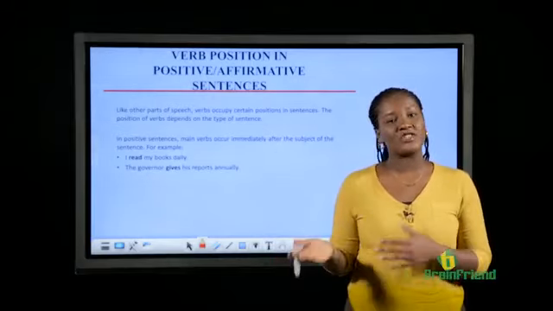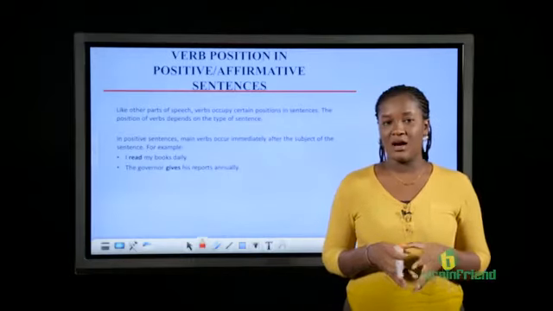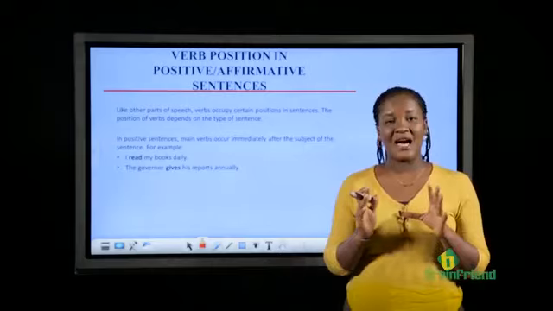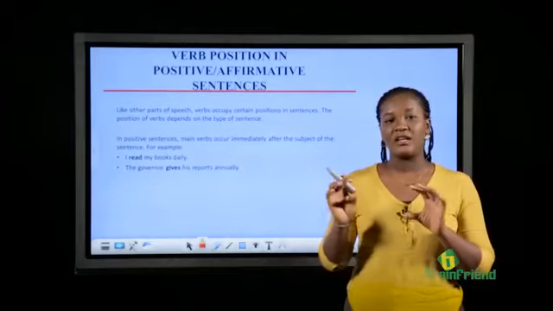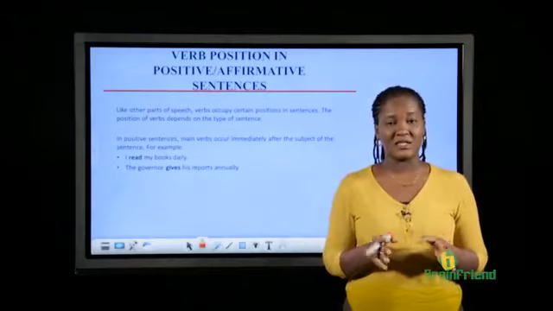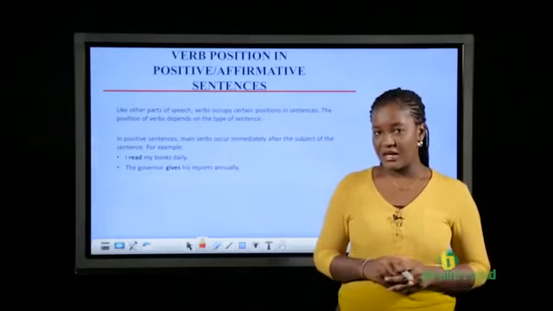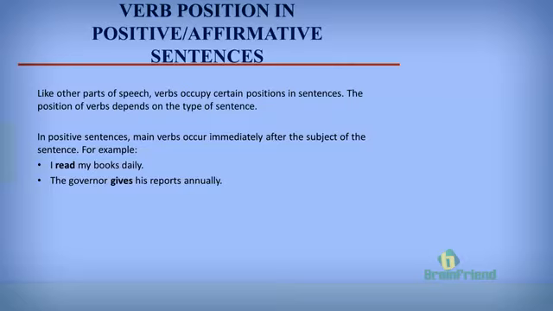refer to an action or a state of being. Now, like other parts of speech, verbs have particular places where they occupy in sentences, particular positions where we can find them in sentences. And now we shall take a look at different sentences and how the verbs are positioned in these sentences. The first sentence we shall look at is positive sentences.